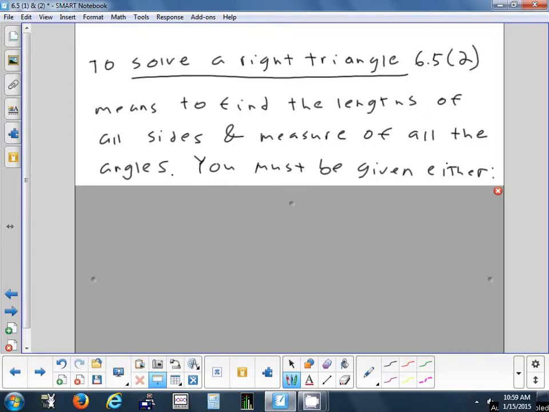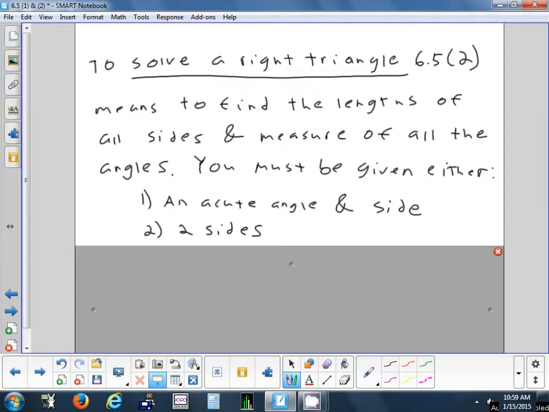So you have to find 6 things. But in a right triangle, you're always given one of them. You know one of the angles is a 90. So there's one thing you don't have to find. And I can't just give you a right triangle and say solve it. I have to give you a little bit more information than that.